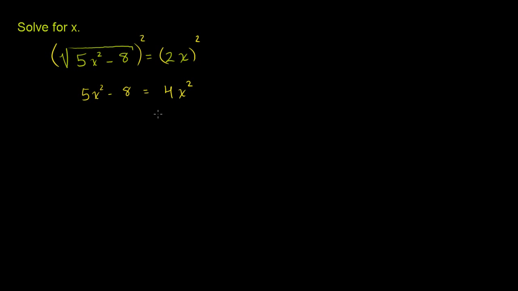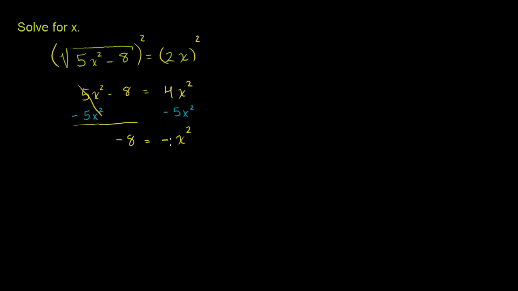Now let's see what we can do to maybe simplify this a little bit more. Well, we could subtract 4x squared, or actually even better, let's subtract 5x squared from both sides so that we just have all of our x terms on the right-hand side. The left-hand side cancels out. That was the whole point. We're just left with negative 8 is equal to 4x squared minus 5x squared. That's negative 1x squared, or we could just write negative x squared.